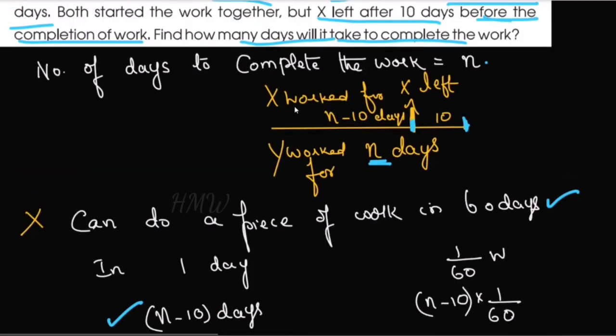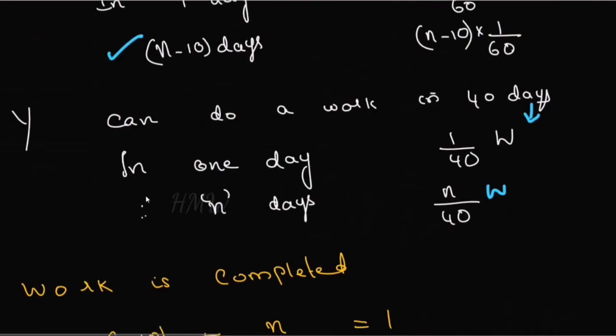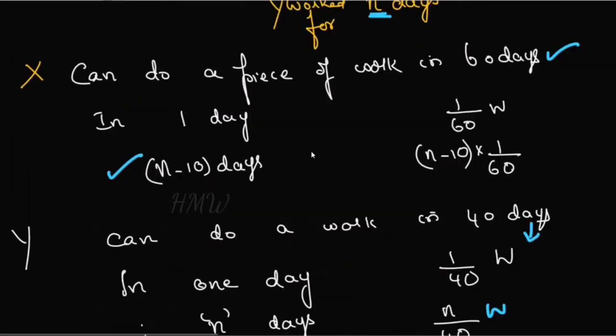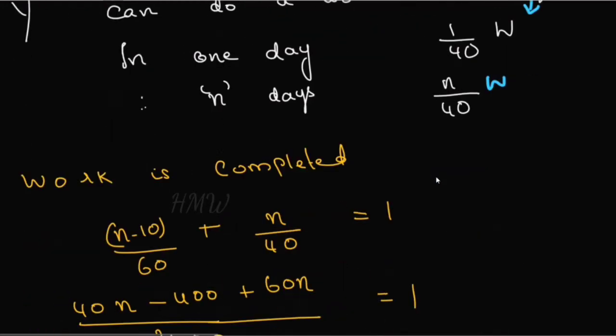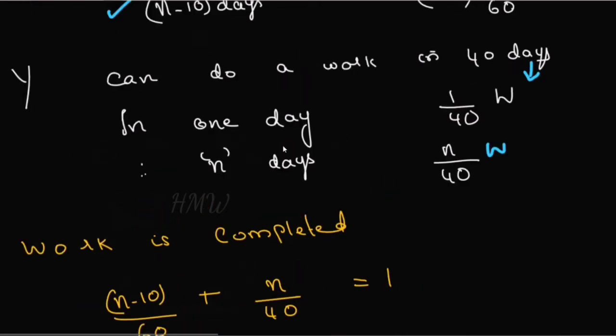So, whenever the work is completed, how many days will it take? Whenever the work is completed, that means you can put it equal to 1. The total work is over. The work is not incomplete; it is completed. The question is how many days it will take to complete the work. So whenever it is complete work, put it equal to 1. The total work is equal to 1. So what is the total work?